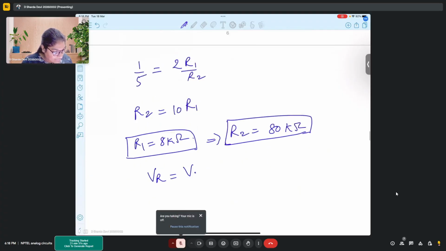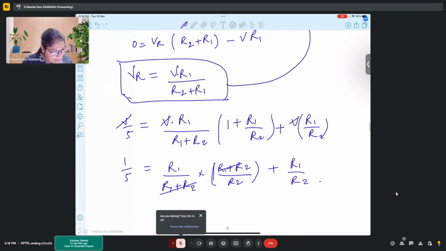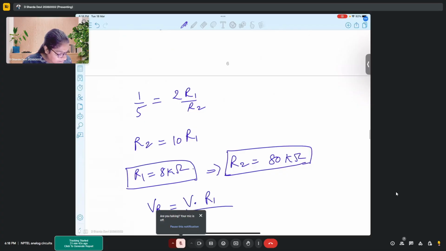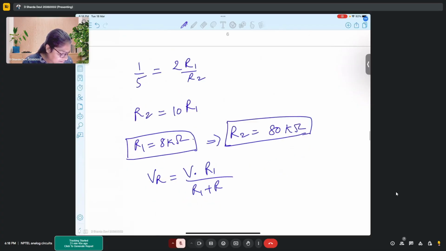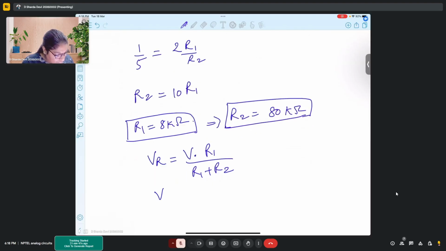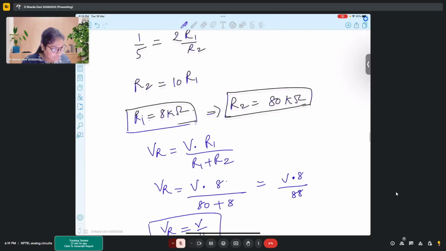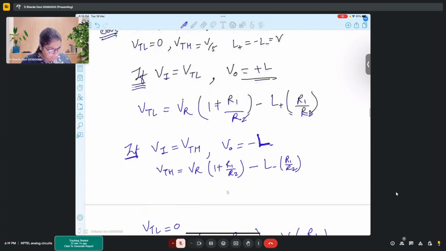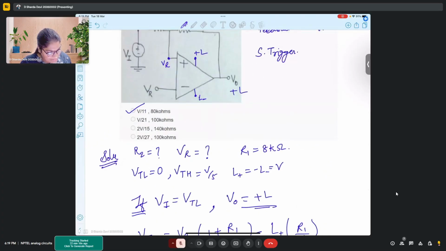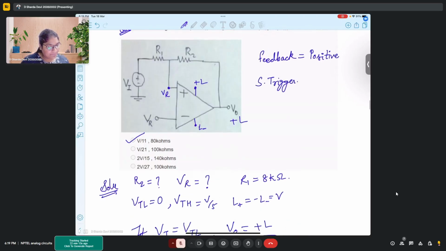VR is V times R1 by R1 plus R2. So VR becomes V times R1 is 8 by 80 plus 8, that is 88. So V into 8 upon 88, we get VR as V by 11. So this is the voltage. Hence the option is V by 11 and 80 kilo ohms.